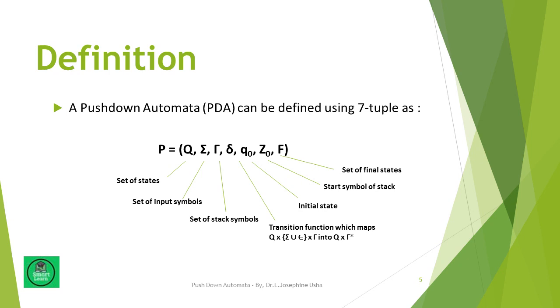First we have a finite set of states. Q represents a finite set of states, and sigma represents the finite set of input symbols. Gamma represents the set of stack symbols, and delta represents the transition function. Q0 represents the initial state, Z0 represents the start symbol of the stack, and F represents the set of final states. Using these 7 tuples, we can define the pushdown automata.